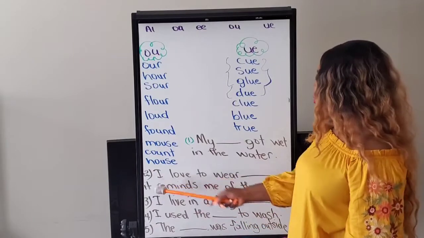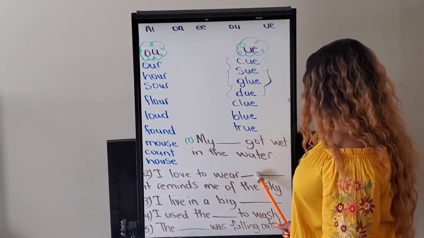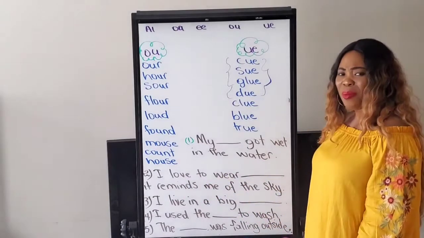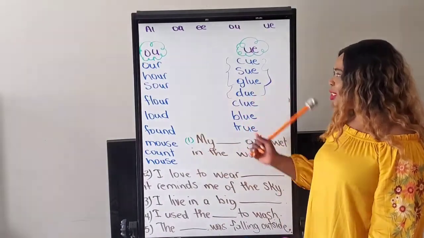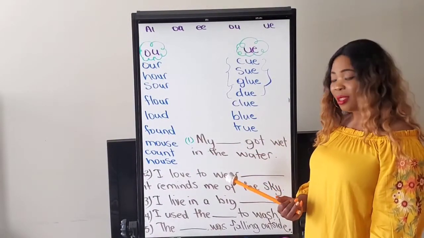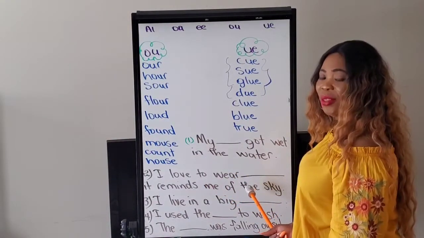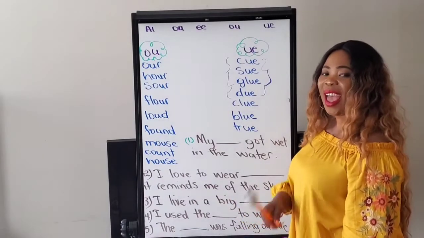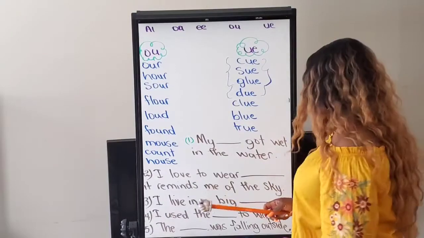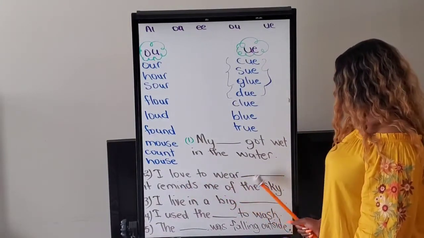All right, number 2. I love to wear dash. It reminds me of the sky. Now, what reminds you of the sky that we looked at? Which one of those vowel digraphs? If you said blue, then you are perfectly correct. Excellent. You are doing a superb job. So I love to wear blue. It reminds me of the sky.